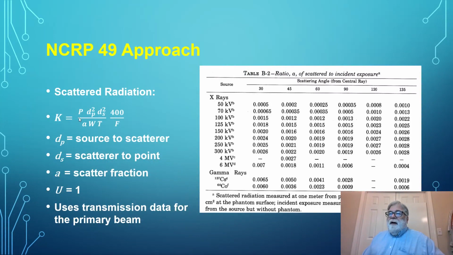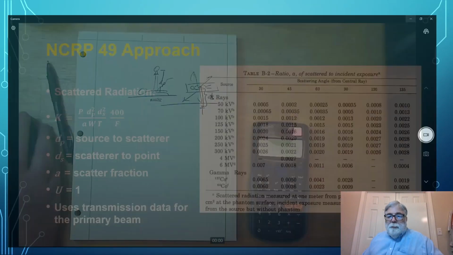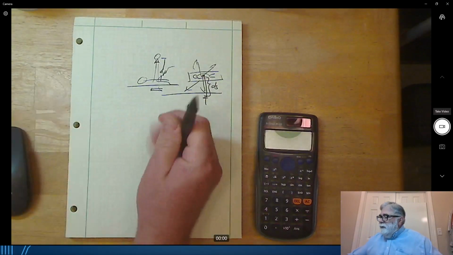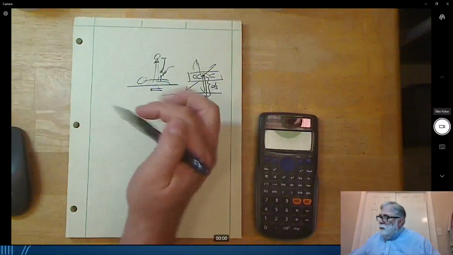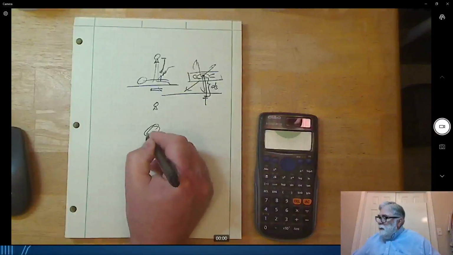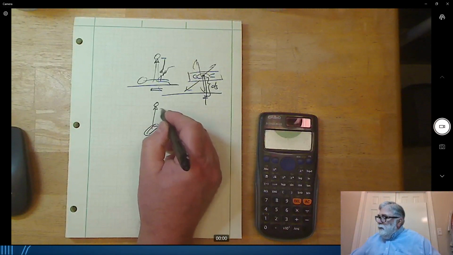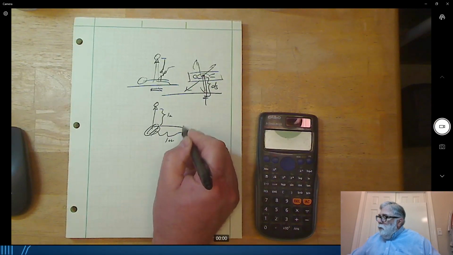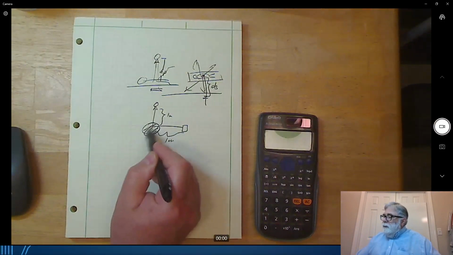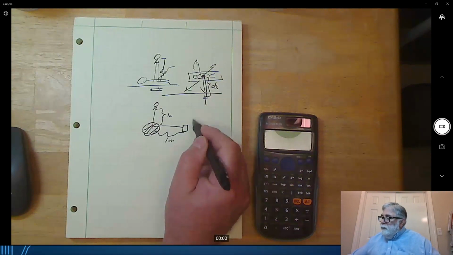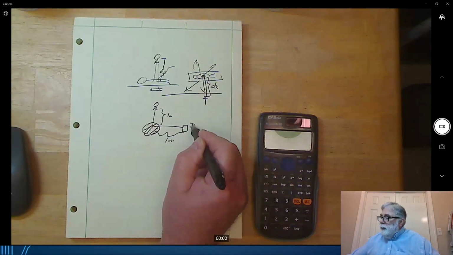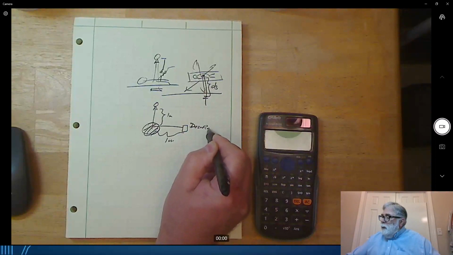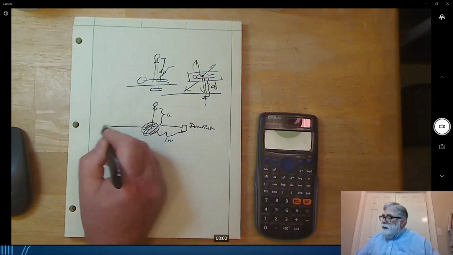A here is the scatter fraction, and what that represents is, I'm going to go back to my notepad. Scatter fraction says if I have radiation incident on an object, and if this is a distance of 1 meter, and I measure 1 meter away, what is the fraction of that I measure here? I measure a certain dose rate here, kerma rate. And I also have a dose rate that's at the point of scattering.